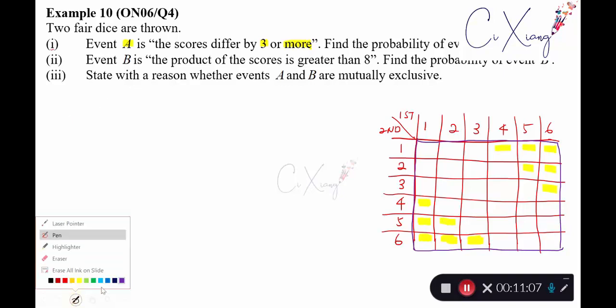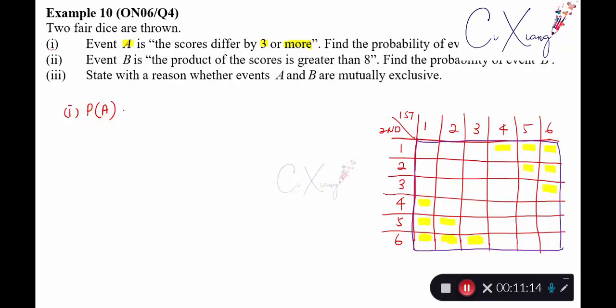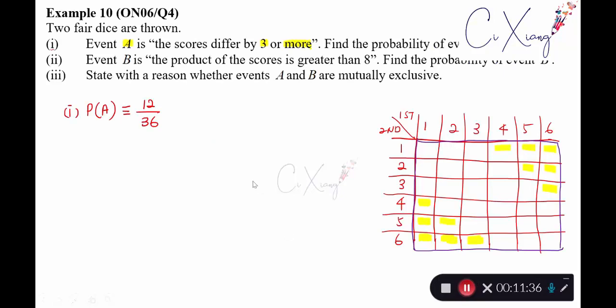For the first part, they're asking for the probability of event A. You just count how many of the cells you highlighted in yellow color in your possibility space diagram, and you realize that there are 12 of them. Therefore, it is equal to 12 over 36, which is equal to 1 over 3 after you simplify.